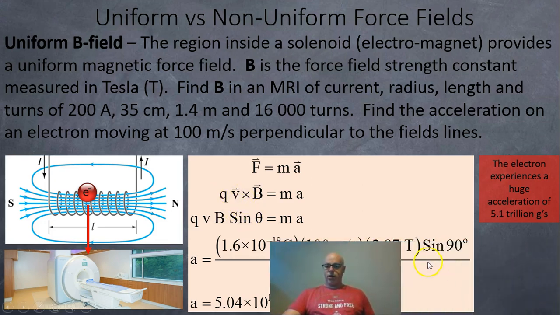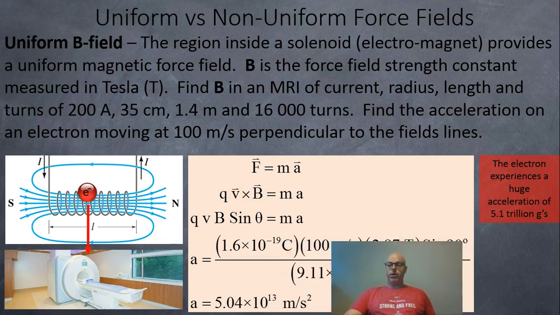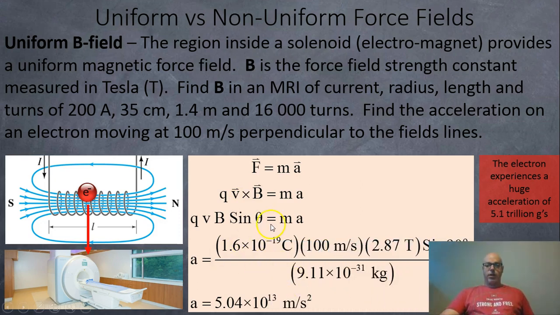So there's the 90 degrees right there. Sine 90 is a 1, so we'll just ignore it. If you rearrange this, the acceleration is equal to the charge, 1.6 times 10 to the negative 19 coulombs, or 1 elementary charge, times 100 meters per second, times 2.87 Tesla of magnetic field strength, divided by the mass of an electron, 9.11 times 10 to the negative 31 kilos, and we get a crazy acceleration of 5.04 times 10 to the 13 meters per second squared.